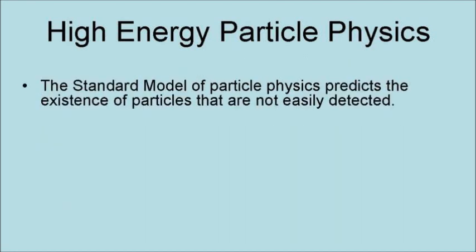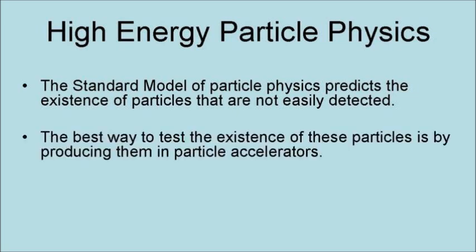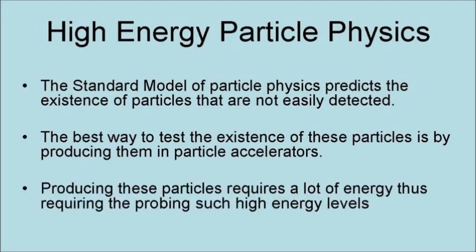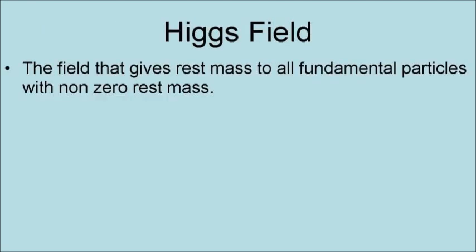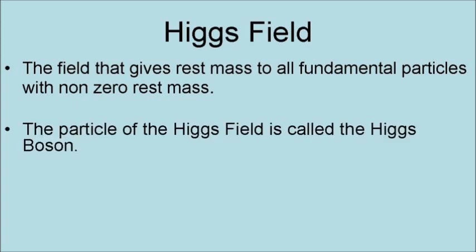The standard model of particle physics predicts the existence of particles that are not easily detected. The best way to test the existence of these particles is by producing them in particle accelerators. And producing these particles requires a lot of energy, thus requiring the probing of such high energy levels. The Higgs field is the field that gives rest mass to all fundamental particles with non-zero rest mass. The particle of the Higgs field is called the Higgs boson.